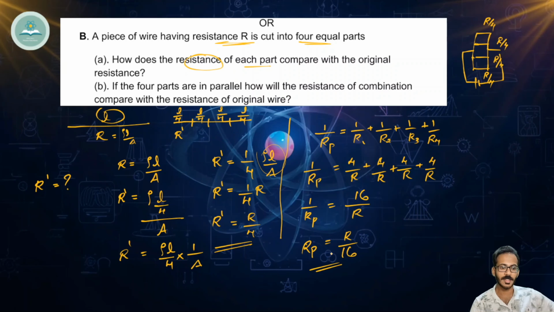This is the answer, which means that when these resistors are connected in parallel, it is the same as 1 by 16 times the first resistance. So in the first question, the new resistance of each part was equal to 1 by 4 times the initial resistance. Now in the second case, when these 4 resistors are connected in parallel, their effective resistance, the parallel effective resistance, is R by 16. We'll go to the next question.